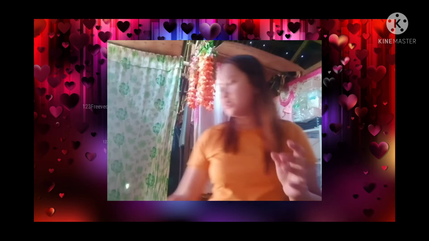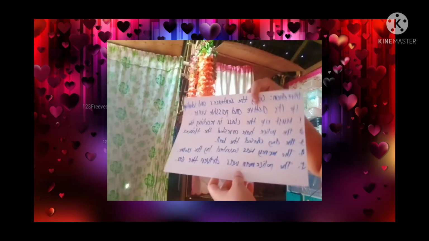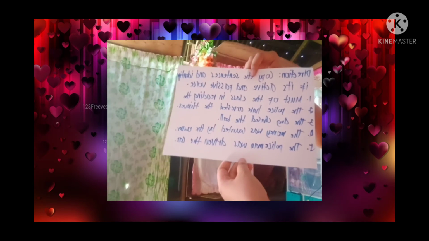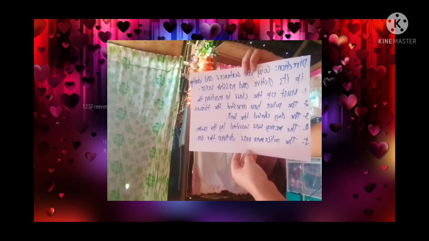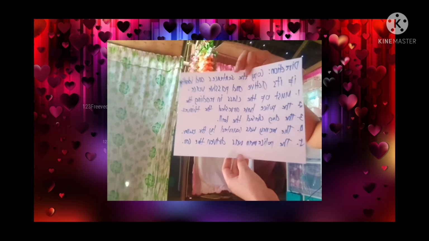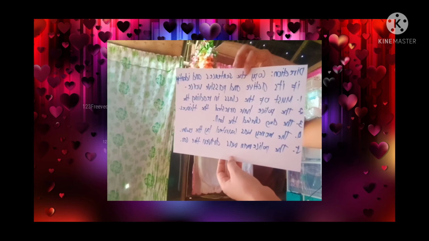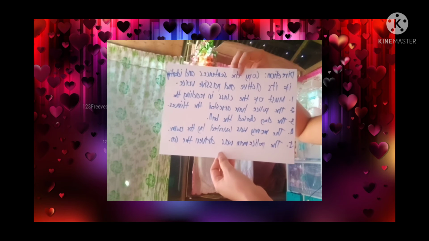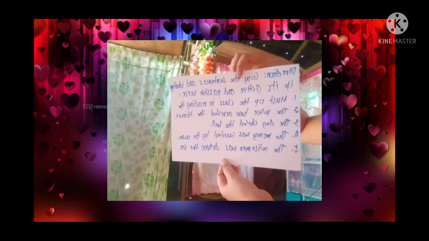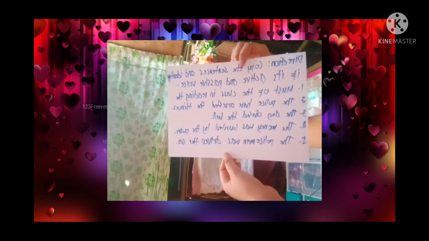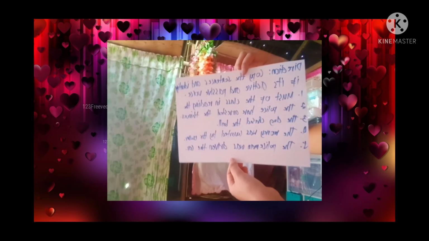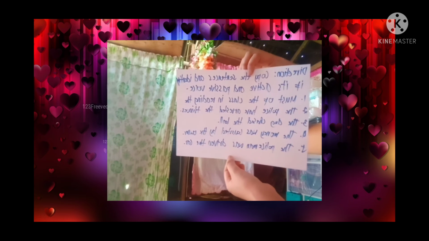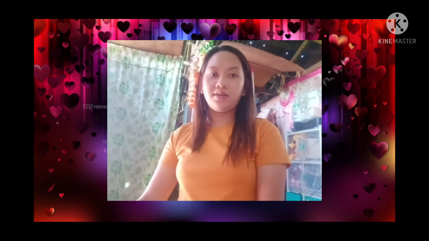Our next activity is this: get one half sheet of paper, then write the sentence and identify whether it is active or passive voice. I will be giving you 10 minutes to answer and pass it to me because I will be the one to check your activity. Okay, time's up. Please pass your paper because I will be checking that.